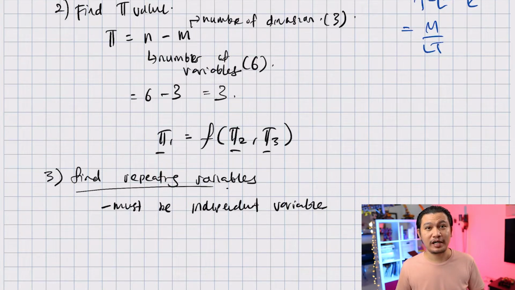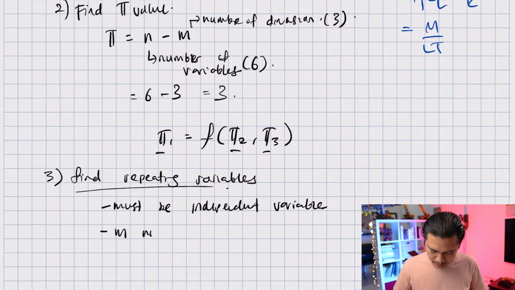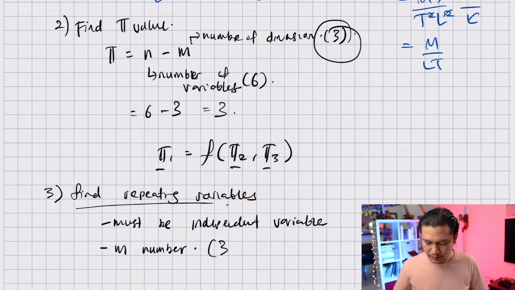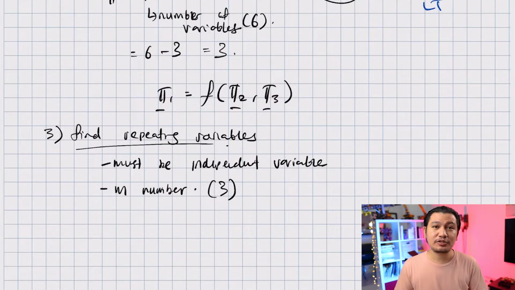The next one is, how many variables should we choose to become repeating variables? The answer is, repeating variables must have m number. In our case, m is equal to 3, so our repeating variables has to be 3. And the next rule is that the combination of these 3 repeating variables must contain all the dimension. So in our case, it must contain length, must contain mass, and must contain time.